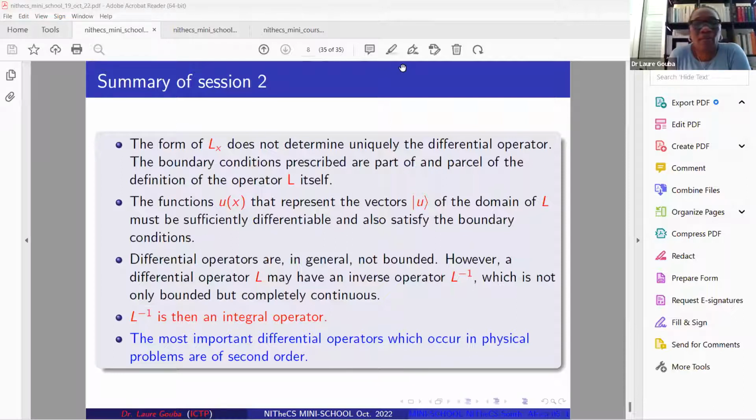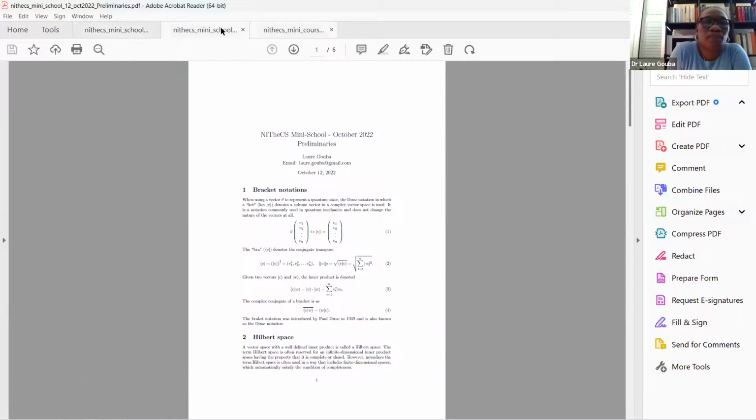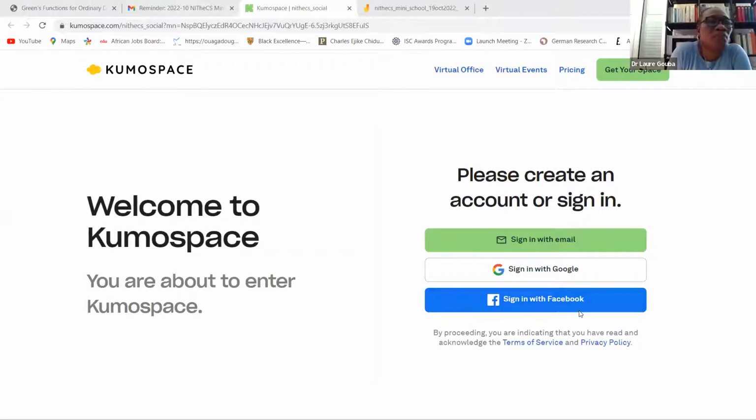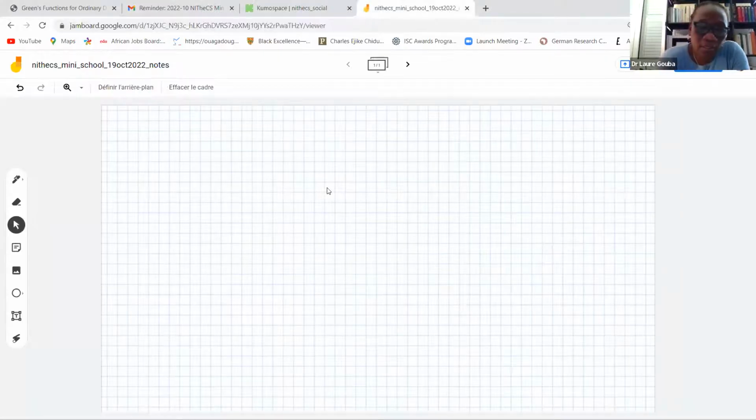I hope I found it. Oh, new shell. This is last week. Okay, I'll stop share. I have to do a new share. Let me find one. Okay, this is my screen.